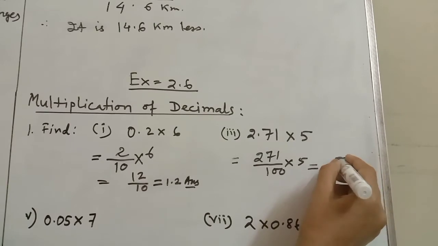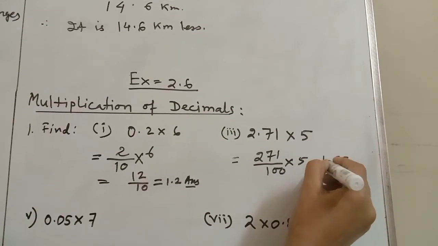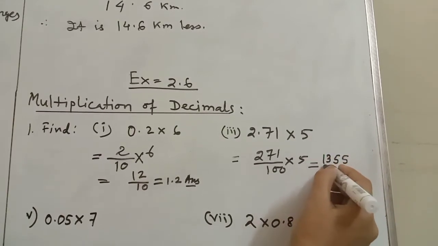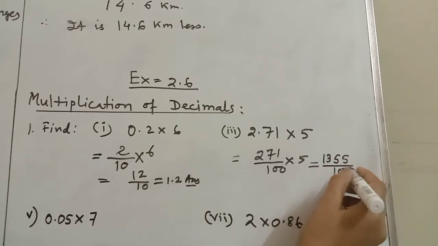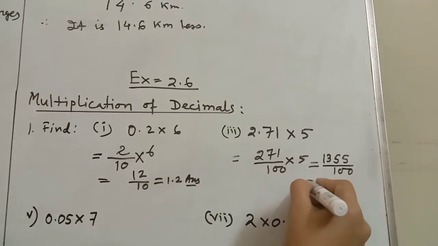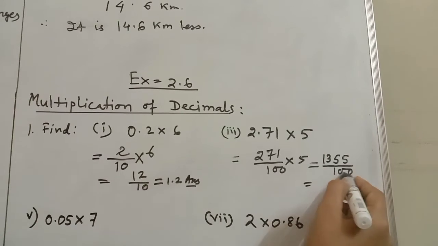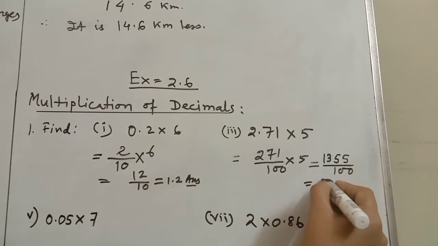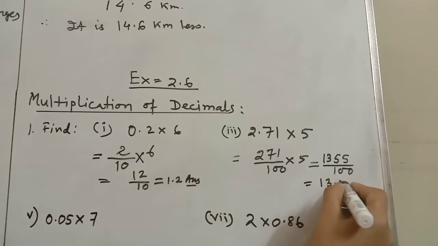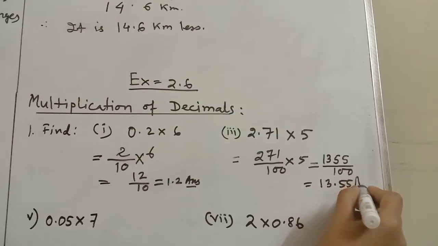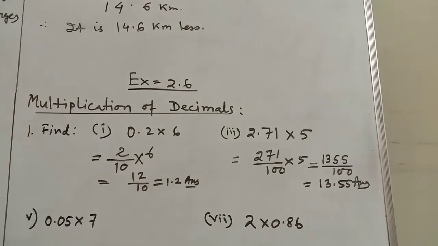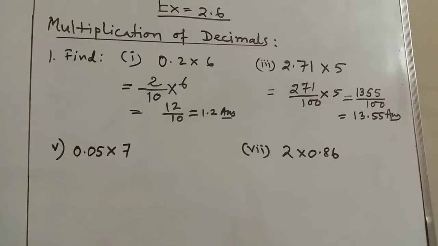5 1s are 5, 5 7s are 35, 3 carry, 5 2s are 10 and 3 is 13 by 100. So what can you write after decimal? Two places of two zeros are there, so two places of decimal it will go, 13.55. Understood? Come to the next question.